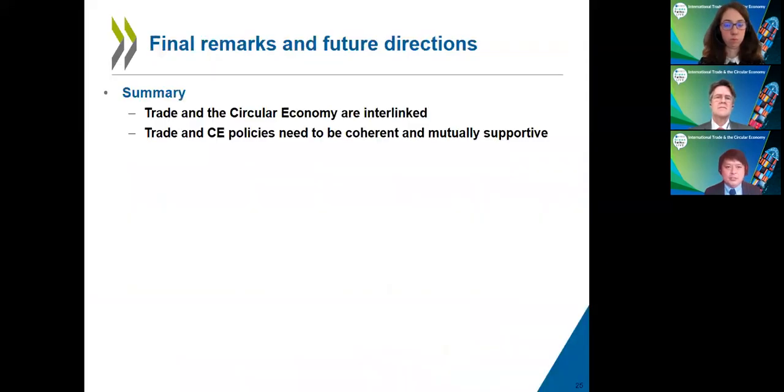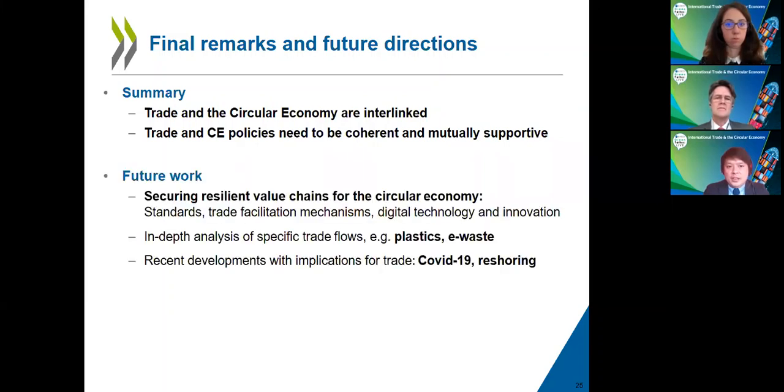So, final remarks and future directions. As a summary, we understand that trade has important linkages with the circular economy, and trade and circular economy policies need to be coherent and mutually supportive. In terms of future directions for work, at least at the OECD, we are working towards securing resilient value chains for the circular economy, exploring the role of standards, trade facilitation mechanisms, and innovation.